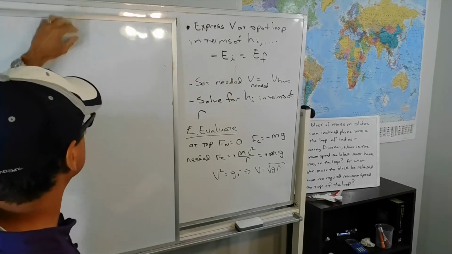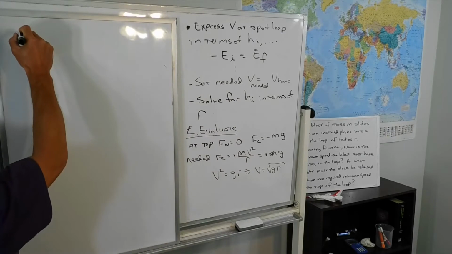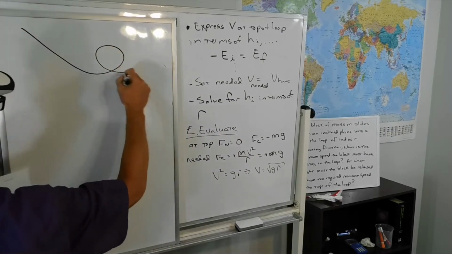Alright, so now we are to the point of the problem where we're solving by conservation of energy, knowing that we're sliding down from some height, going in a loop-to-loop.